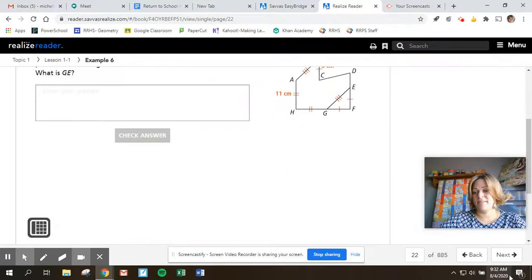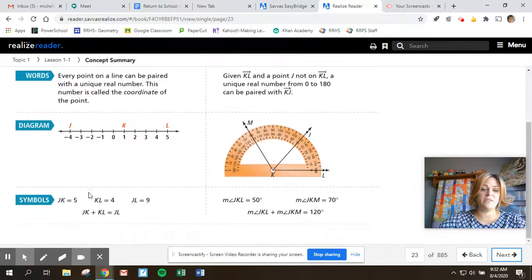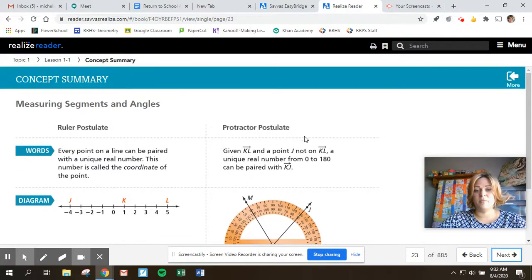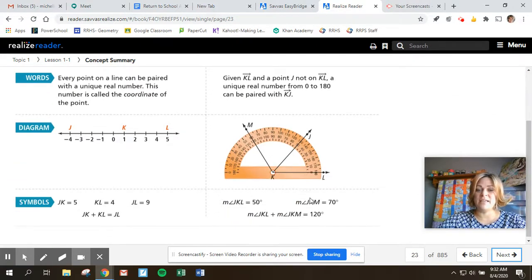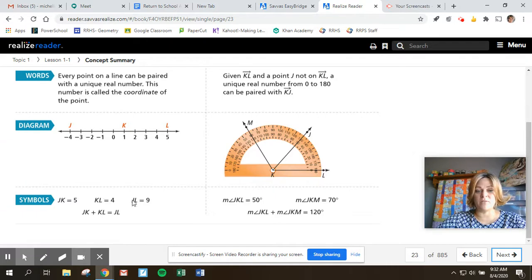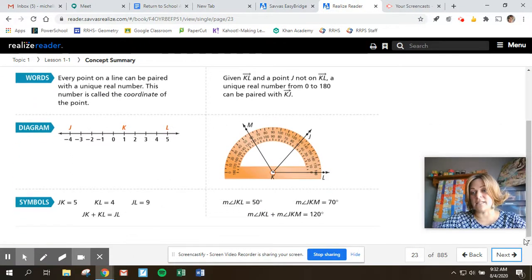Okay, let's go to the next one, and example 6. Let's just say I'm at this point in the lesson, I feel very, very confident, and I am ready to move on. So you would just kind of skim through these. Okay, the ruler postulate, this is what it means in words. This is what it means in a visual. Here's the symbols. Protractor postulate in words is explained. This is how you see it on a visual, and this is what the actual answers would be, or a symbol. Okay, so again, it's just reiterating, and it's giving a summary of what we just learned in the lesson.